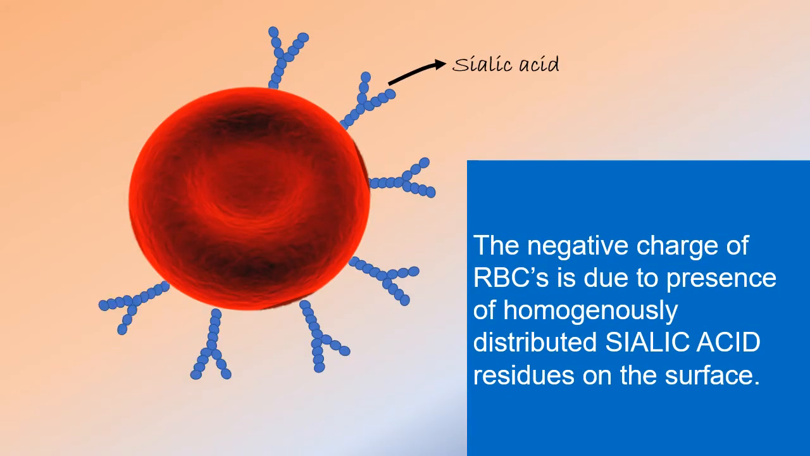We know that the red blood cells are negatively charged due to the presence of homogeneously distributed sialic acid residues on their surface. This negative charge helps them to repel each other as well as from the other negatively charged surfaces, particularly the endothelium.